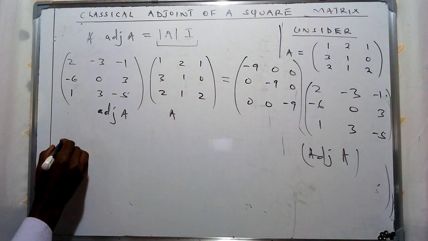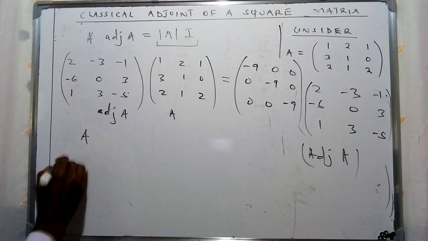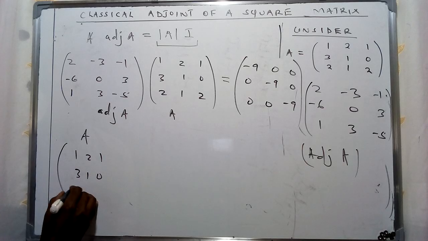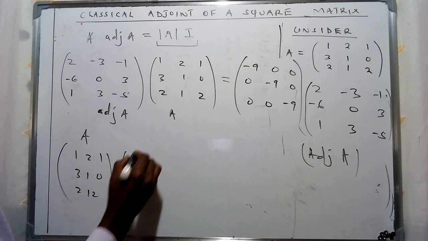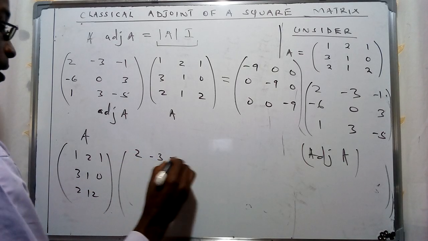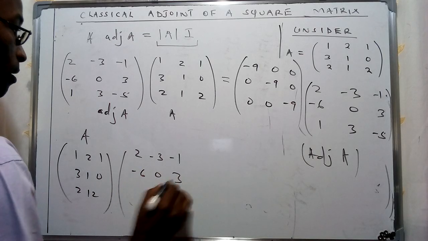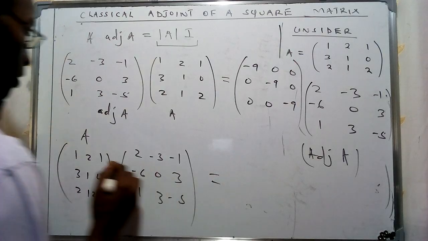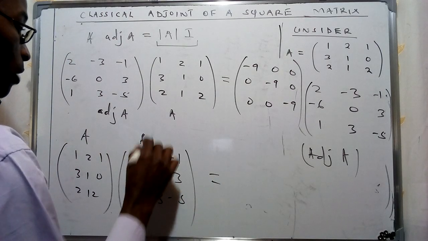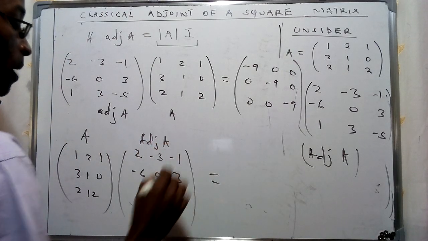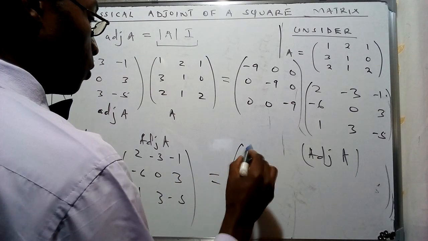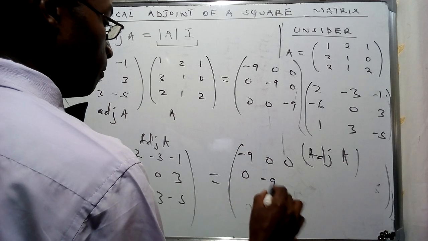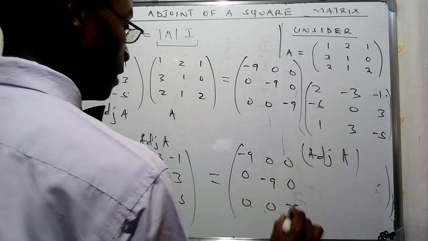And if I do this by having the matrix of A given as 1, 2, 1, 3, 1, 0, 2, 1, 2, times the adjoint, which is 2, -3, -1, -6, 0, 3, 1, 3, -5, so this is going to be A and the adjoint. I've just interchanged this to check the commutative property. I'm going to have -9, 0, 0, 0, -9, 0, 0, 0, -9.